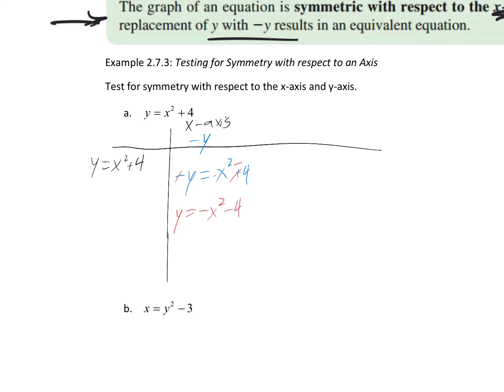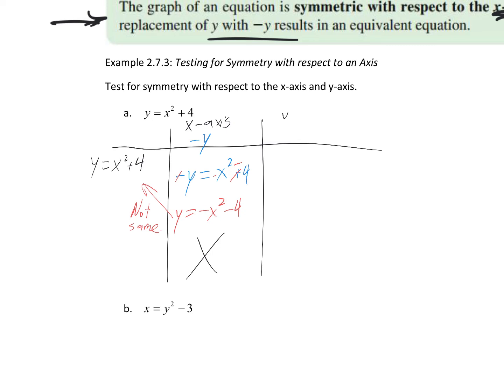But this is not the same as this, right? Let's note this is not the same, okay? And so from here, we can say this is not going to be true, okay? And we can go on to our next test.